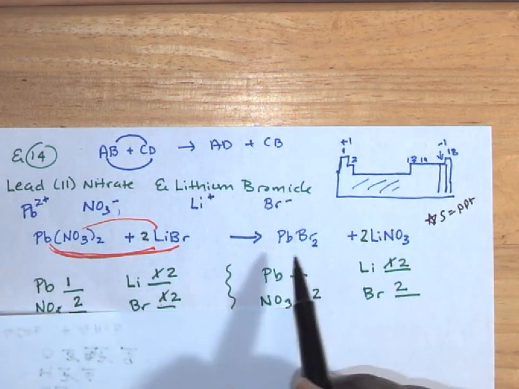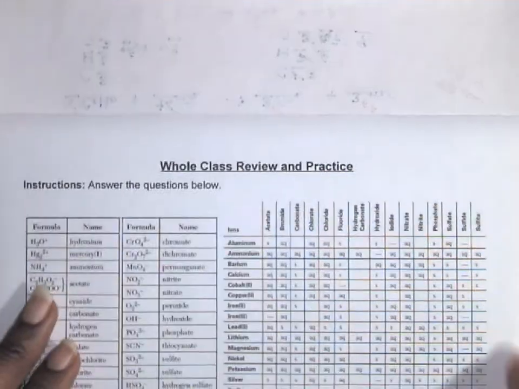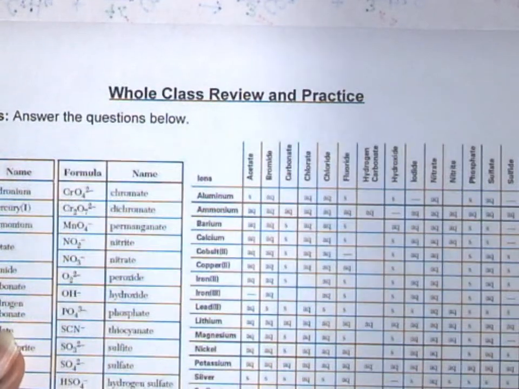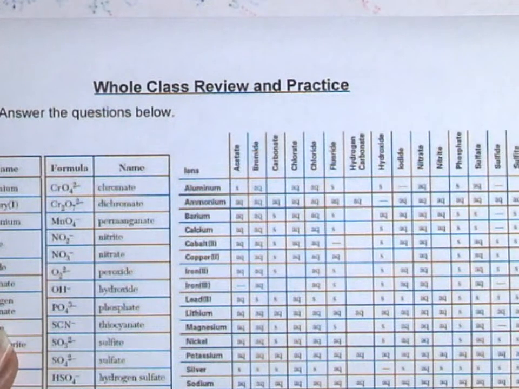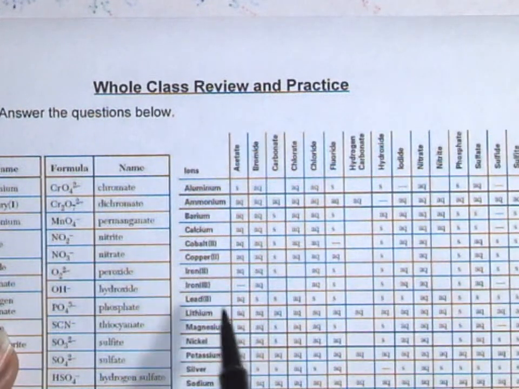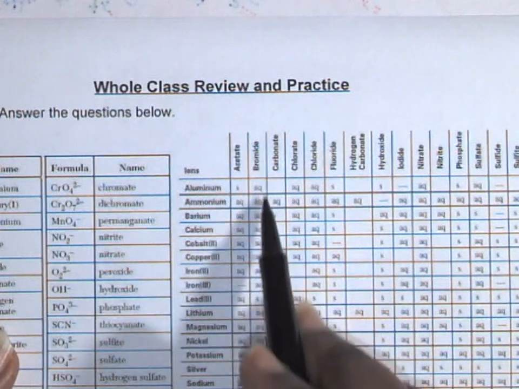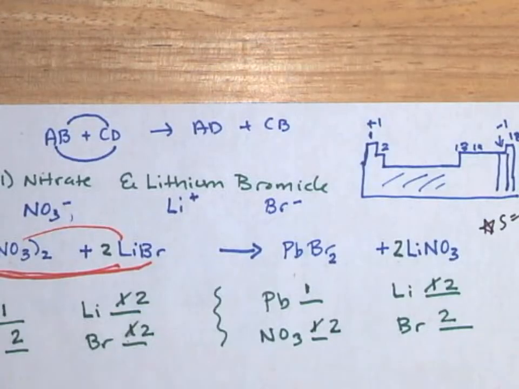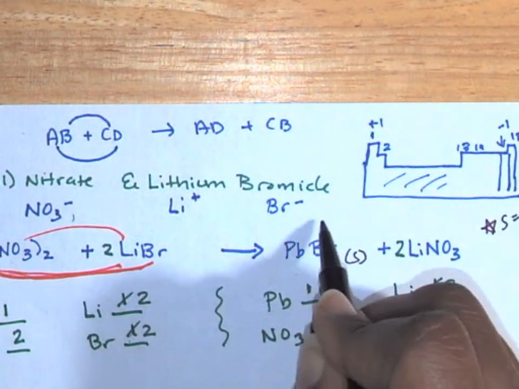Okay, so starting with lead bromide. I go in this table here, I look for lead. All right, so lead 2 is here, and I look for bromide. There we go. It's that first one there, that's an S, so that tells me it's a solid. So I'm going to put that S there, this is my precipitate.